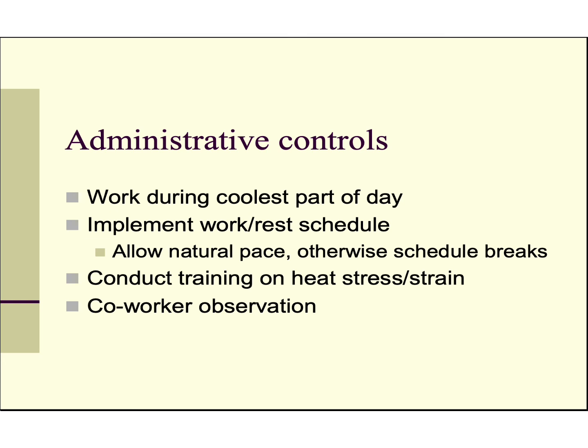Training on heat stress and strain would be another example of an administrative control, as would instituting some sort of co-worker observation. If workers or supervisors are trained to know the signs and symptoms of heat strain, then they can intervene if necessary.